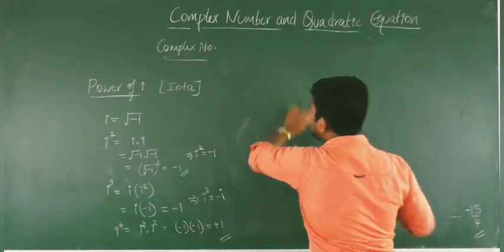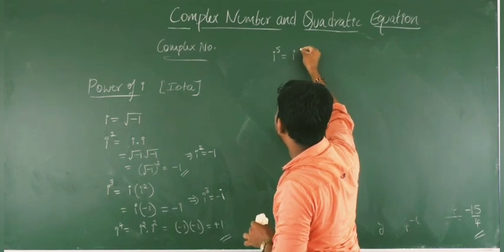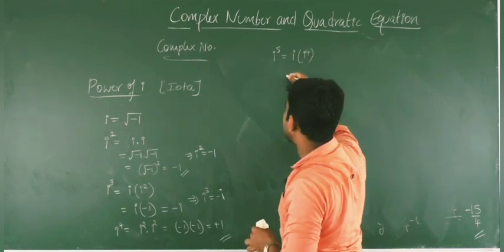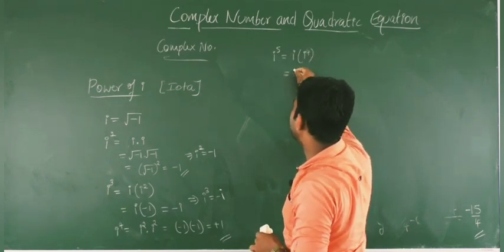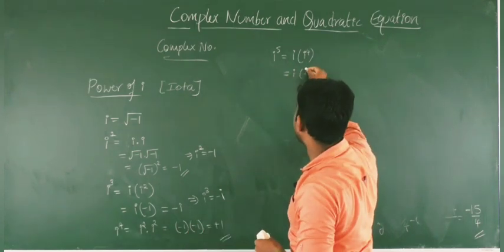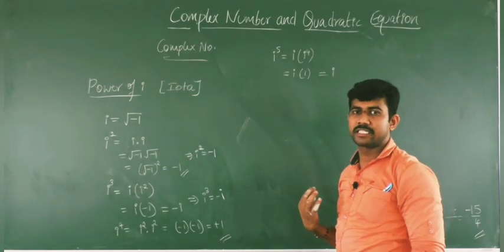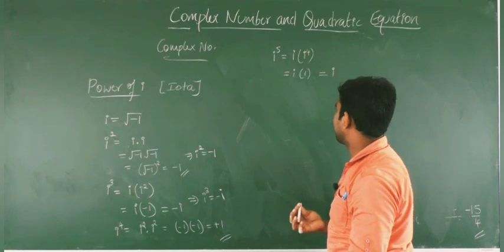What is the value of i to the power 5? i to the power 5 is nothing but i into i to the power 4. See, i to the power 4 is plus 1. So 1 into i is nothing but i. 1 into any number is that number itself. So 1 into i is equal to i itself.